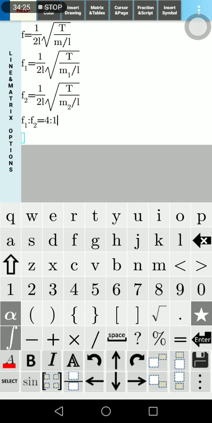So the ratio of the frequencies of F1 and F2 is 4 to 1. That means if I take the ratio of their formulas, I should get the same answer. Do you understand? So I'm just going to take the ratio of their formulas.